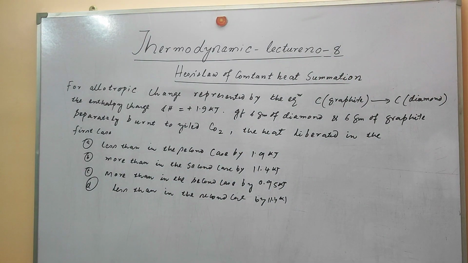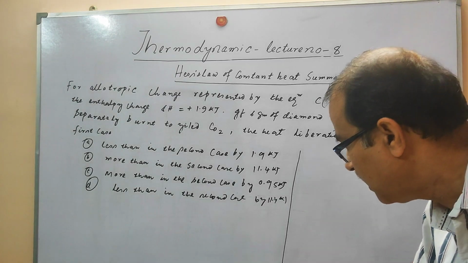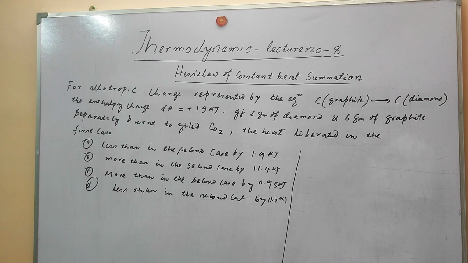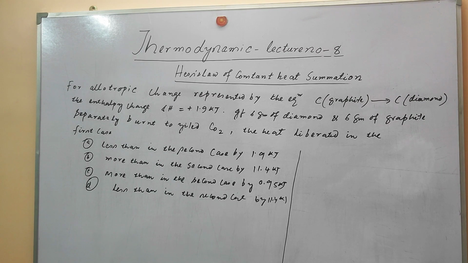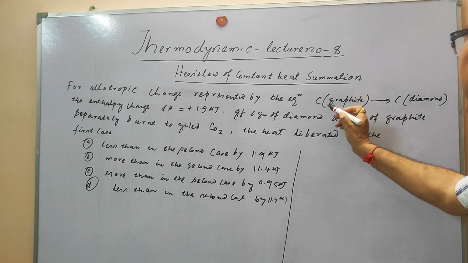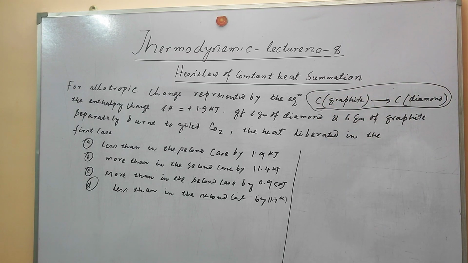This is another very important question that you will love to solve. It's a very important and very useful question. For the allotropic change represented by this equation, graphite to diamond, this reaction has been given.